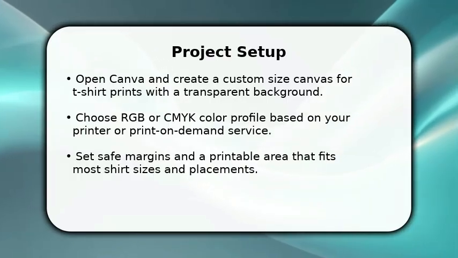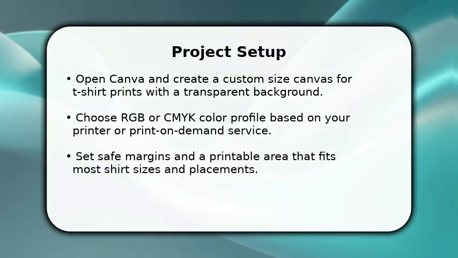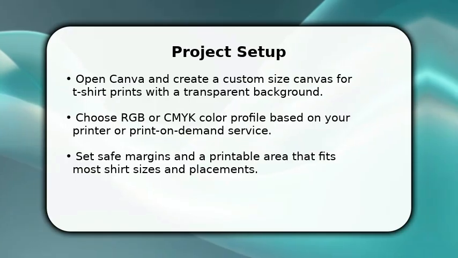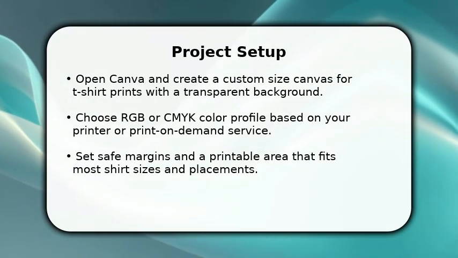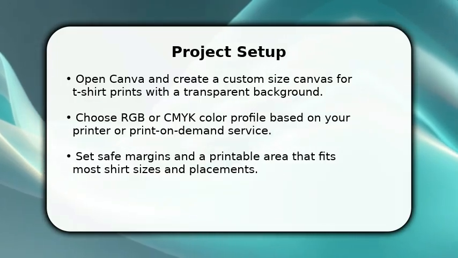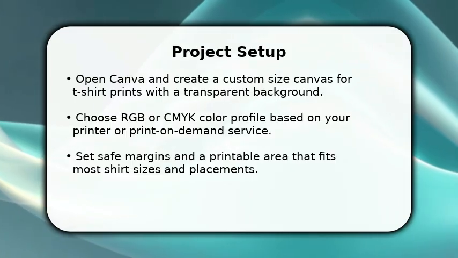In this video, I will show how to use Canva to make a t-shirt design step by step. Open Canva and create a custom canvas sized for a shirt print with a transparent background. Choose the correct color profile and set safe margins. Lock a grid or guide to maintain consistent placement across designs.